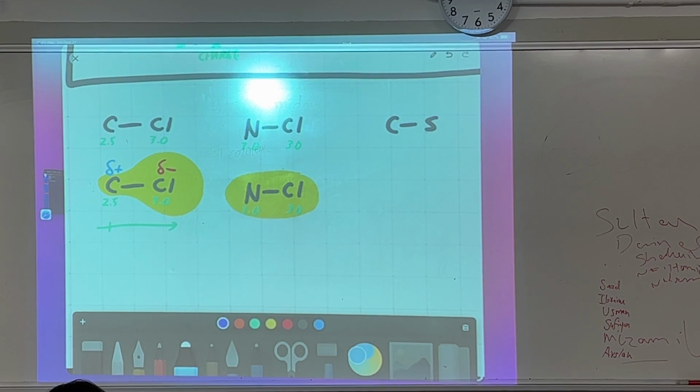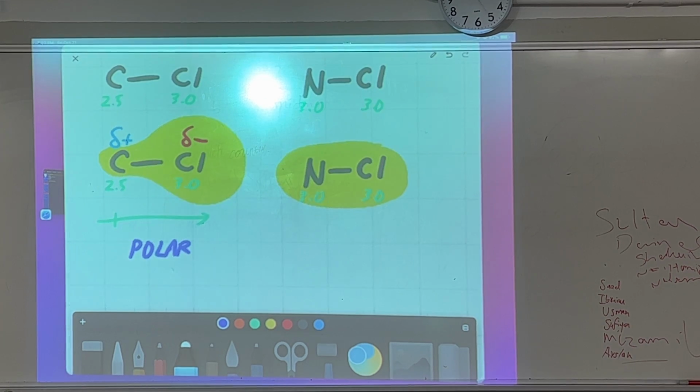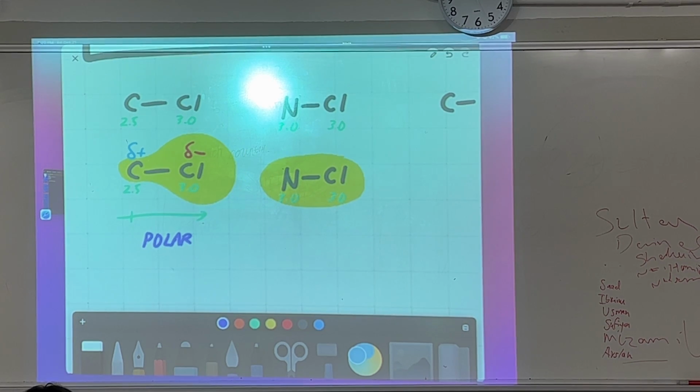Can you put down the word polar here? Polar means there is a more and a less electronegative atom, just like the Earth has North Pole and South Pole. This is like a polar molecule because there's a delta positive and a delta negative end. The bond on the right is a non-polar bond.